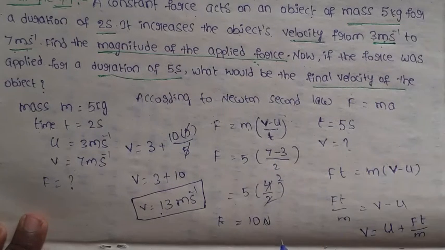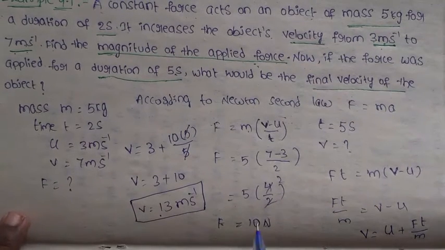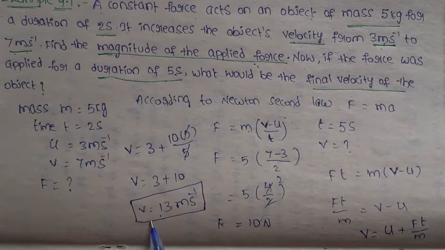A 10 Newton force applied for a duration of 5 seconds. With this 10 Newton force applied for 5 seconds, the final velocity is going to change, that is 13 meter per second. This is the answer.